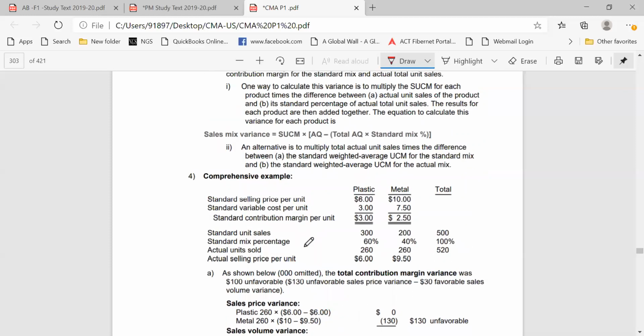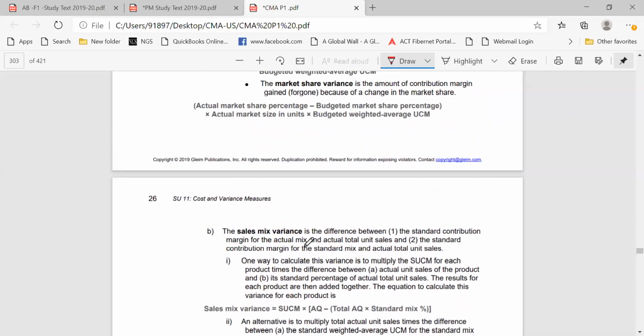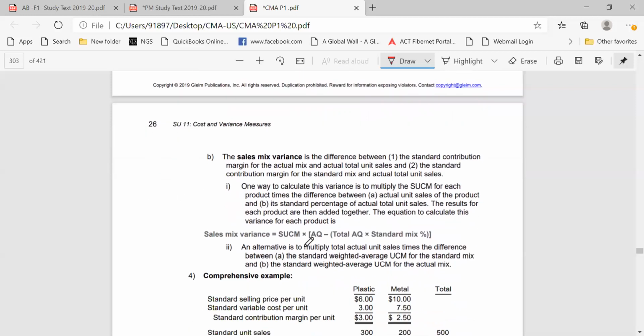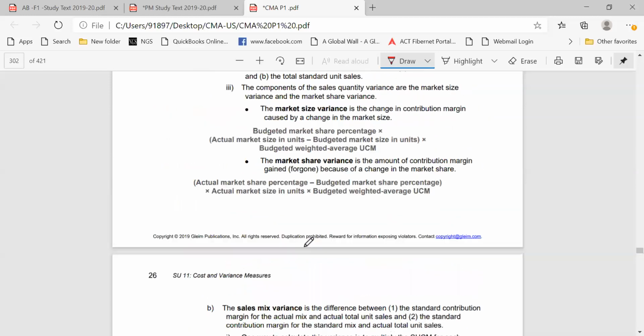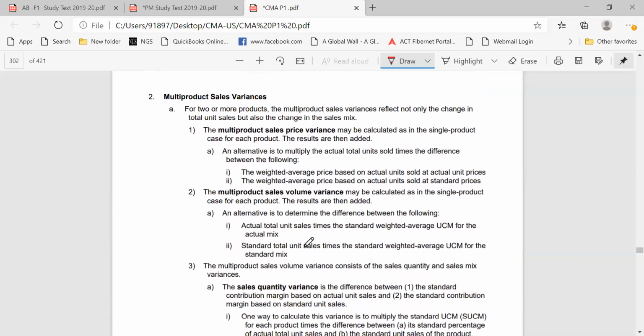Once again, let me just complete this with sales mix variance. You can see here standard contribution margin is the standard unit's contribution margin multiplied by actual quantity minus total actual quantity into standard mix percentage, which is given right there. All right, I hope you guys are getting clarity up here with this sales. Just understand this, you have to do it the same way we did it in the previous variances given above.